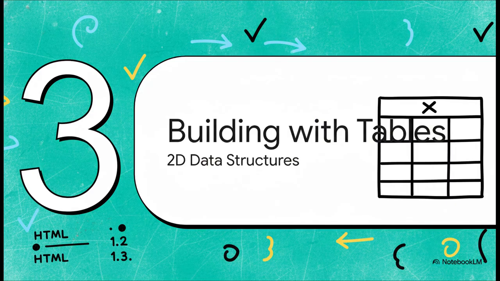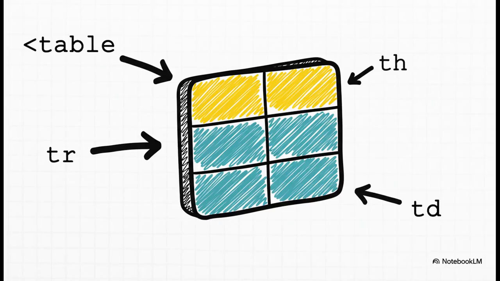So, lists are amazing for one-dimensional information. But what happens when your data has two dimensions? Rows and columns. Well, that's when we bring in our next big tool, HTML tables. For any kind of data that fits in a grid, we use the table element. Think of that as the main container. The whole structure is built from table rows, or TR, and inside each row, you have your cells. You'll use TH for header cells and TD for your regular data cells.